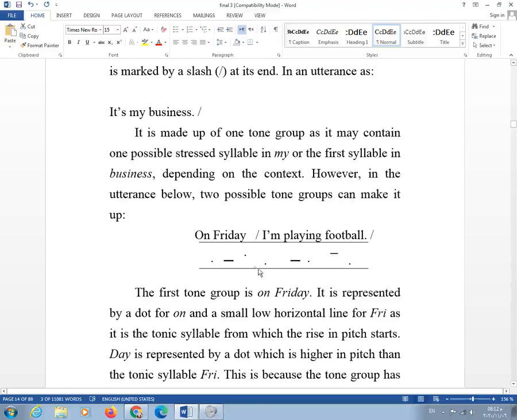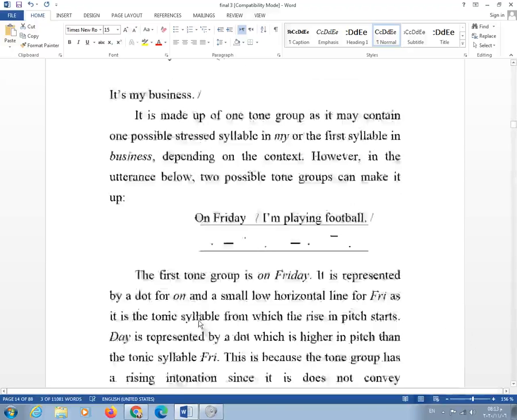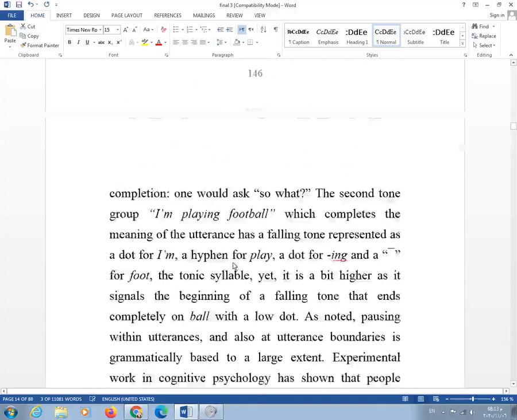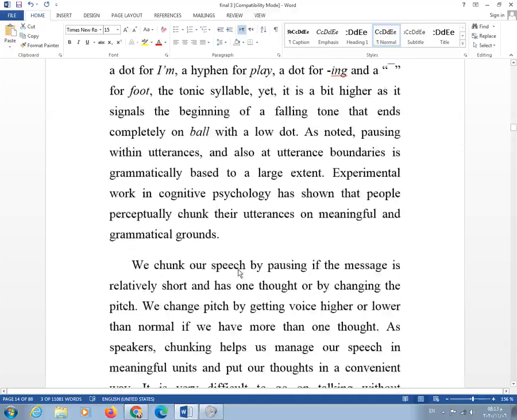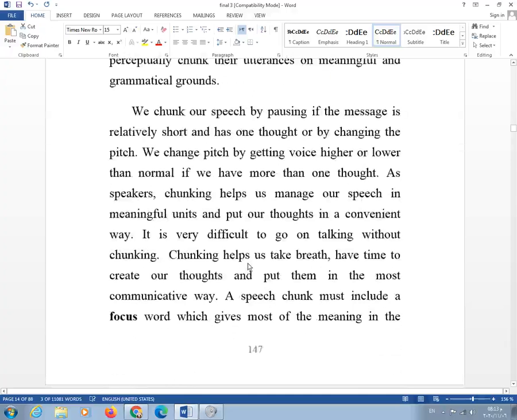Yeah. On Friday, I'm playing football. On Friday, I'm playing football. Okay. On Friday, I'm playing football. Football. Falling. Okay, hope that you understand this part, and then we go to another thing.